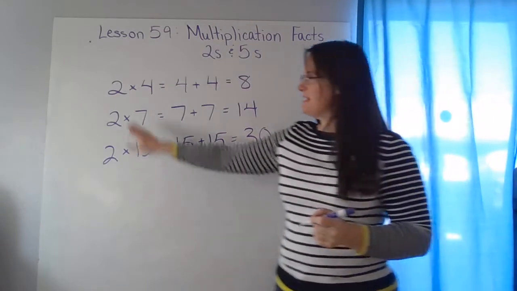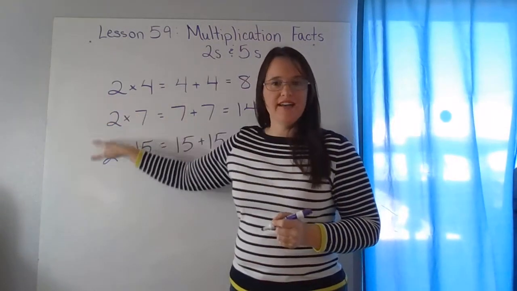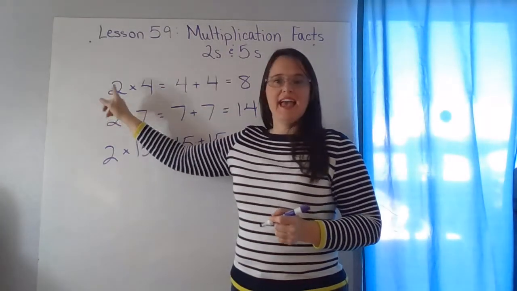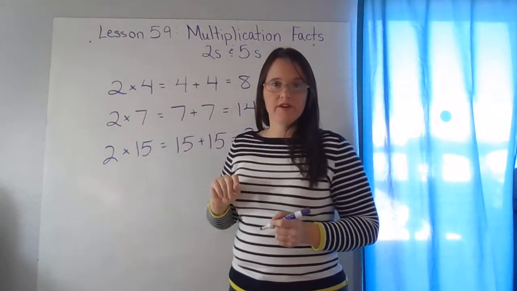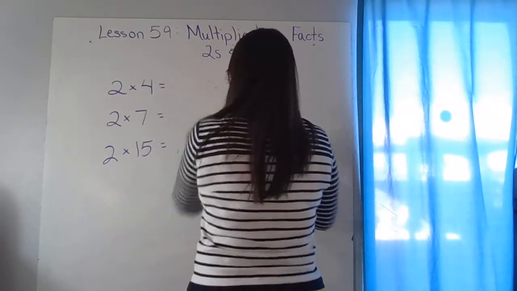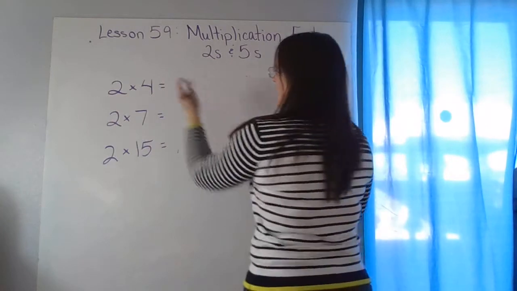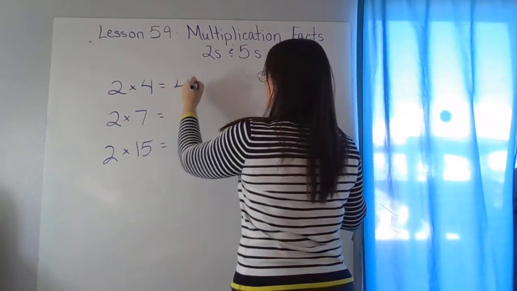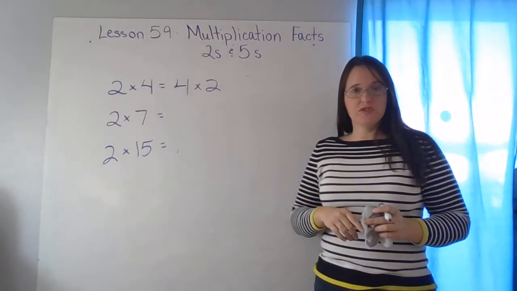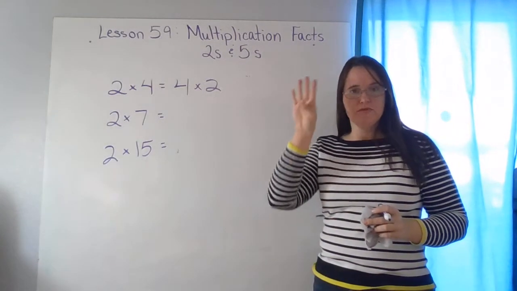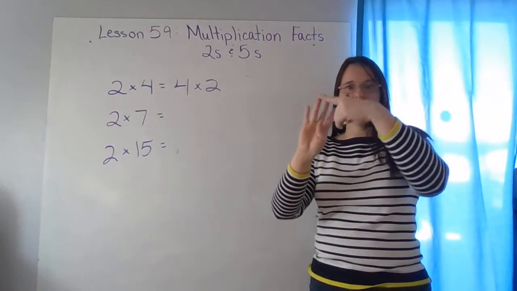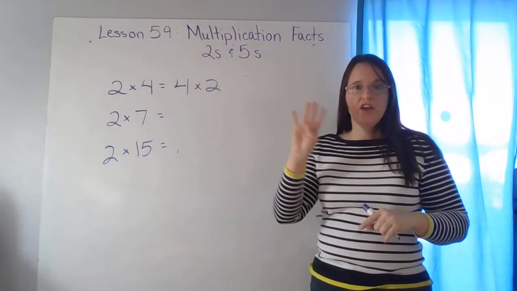So anytime I see a 2, and the 2 does not have to be at the beginning. I put it at the beginning here so that I could read it as 2 groups of 4, but I could flip-flop that and say instead, what if it's 4 groups of 2? So I could look at it this way. 4 groups of 2 is going to be 2 plus 2 plus 2 plus 2. So counting by 2s gives me 2, 4, 6, 8.